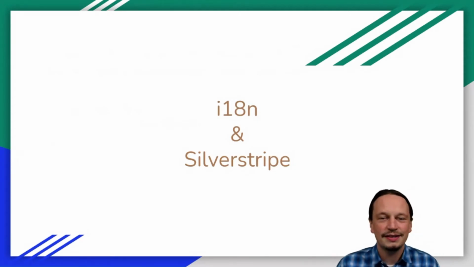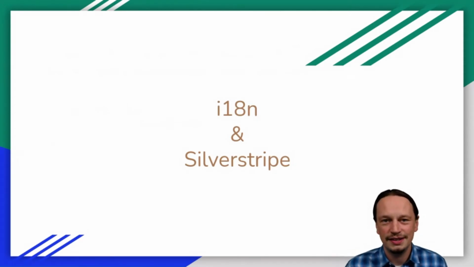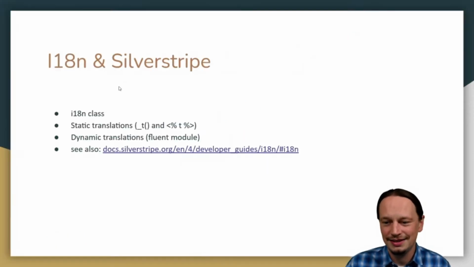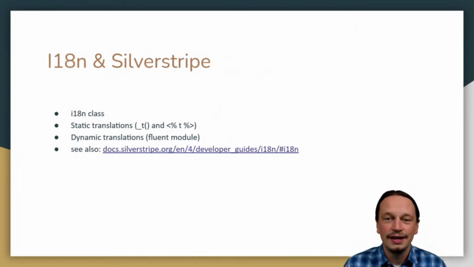So the next topic is internationalization and Silverstripe. What kind of tools does Silverstripe have for us to make our websites international? The first tool is the i18n class. It's the home of the _t function we can use for static translations.